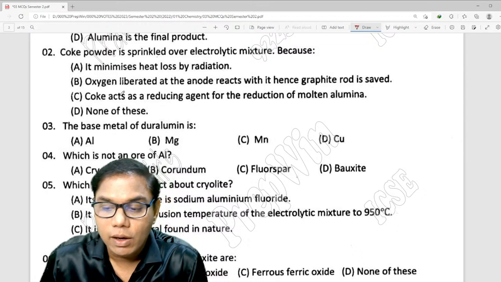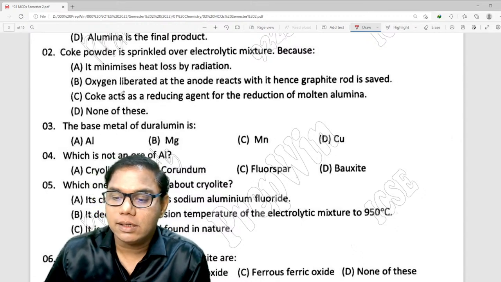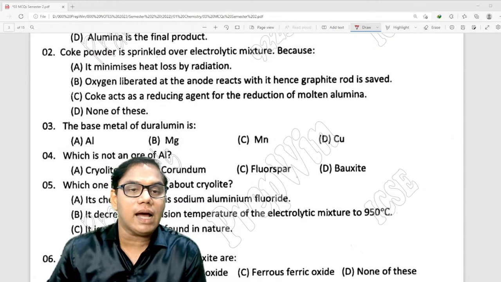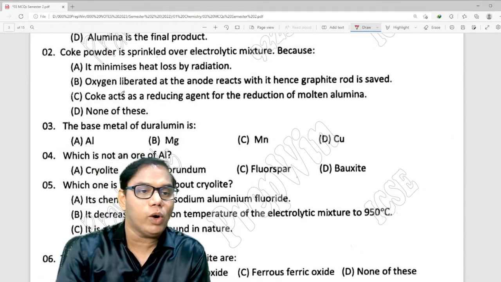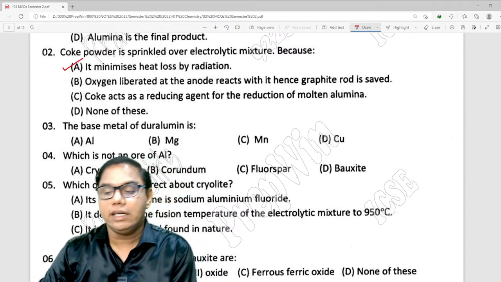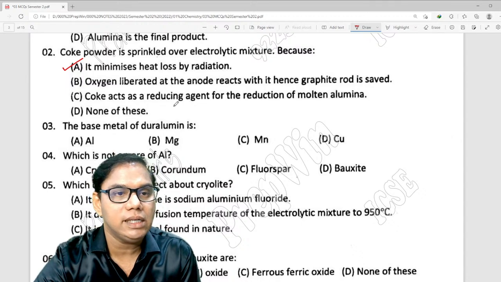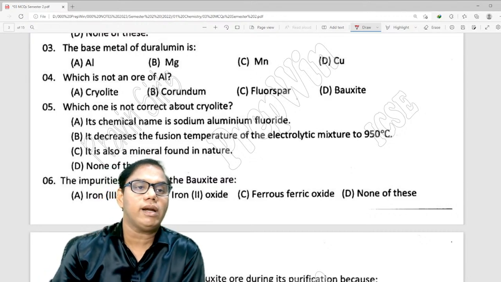None of these. There is a correct answer. I see a stream of correct answers flowing upwards. The correct answer is it minimizes the heat loss. So external heat is not required. Initially it is required, but later on it is not required.